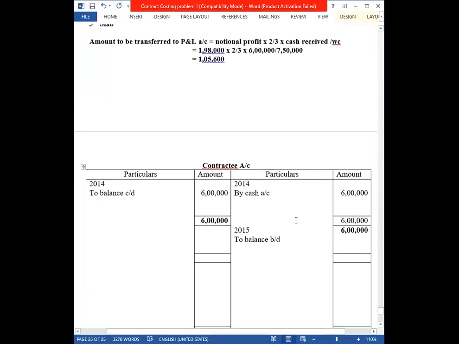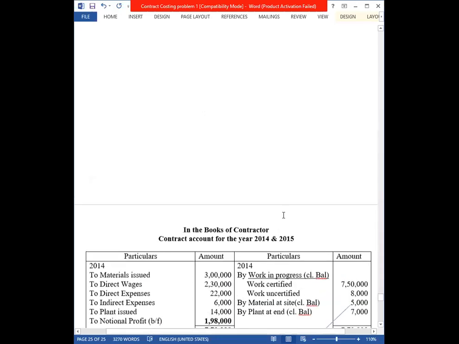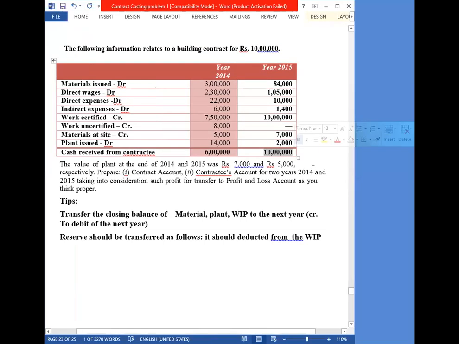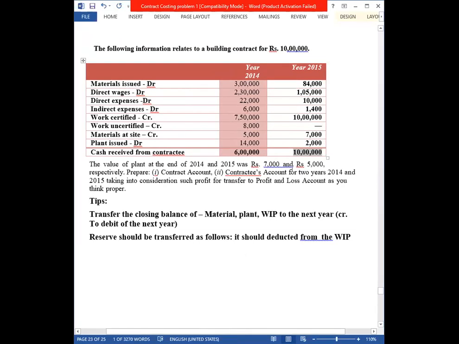Now, in the year 2015, it is shown cash received from contract A. That means you are not going to receive the 10 lakhs further. The total amount of cash received is 10 lakhs. So in this year, how much would you have received? Till last year, you have received 6 lakhs, and now how much will you receive? The total contract price itself is 10 lakhs. So out of 10 lakhs, he already paid 6 lakhs, which means in the year 2015 you would receive only the remainder.